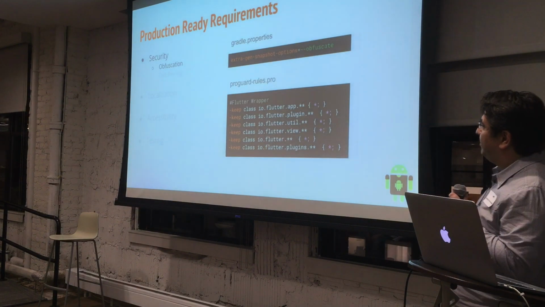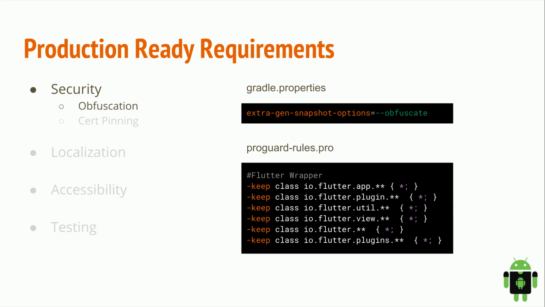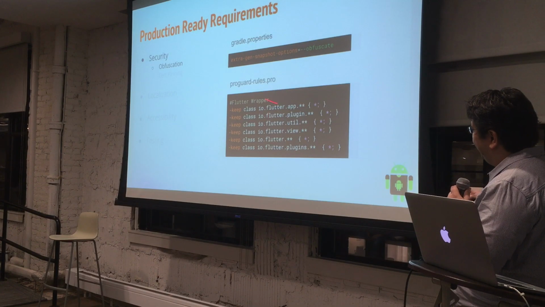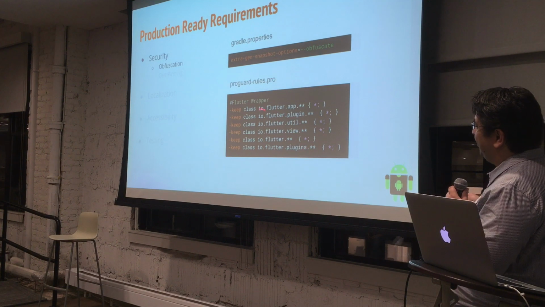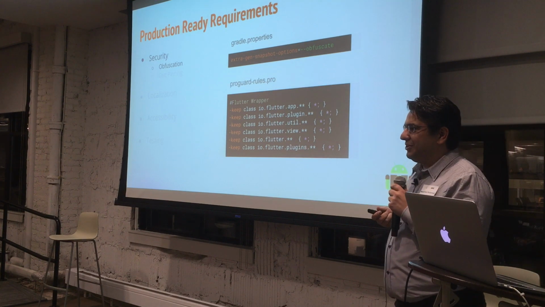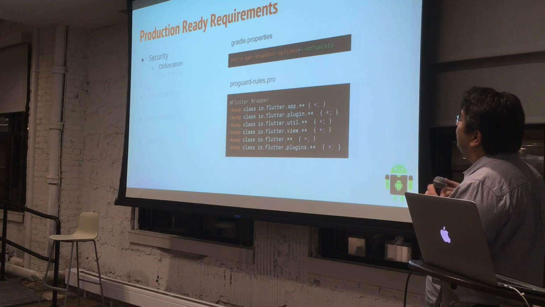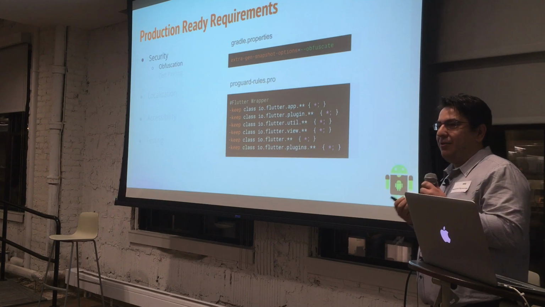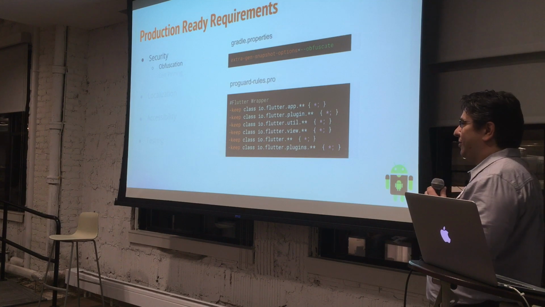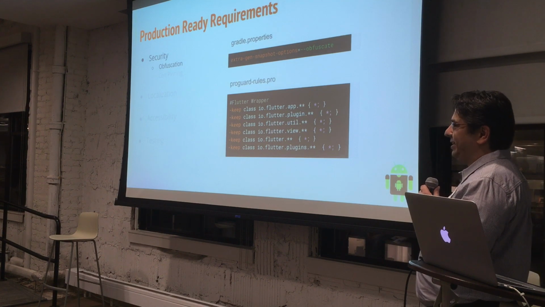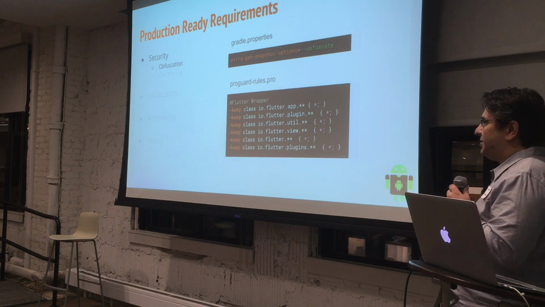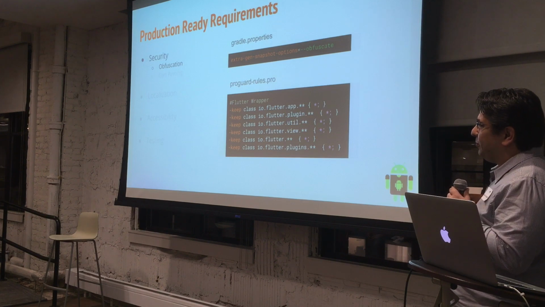So for security, they do have obfuscation for the Dart code that is generated, as well as for the wrapper, although, as you can see from the little box down here, they basically want you to not obfuscate any of the wrapper code that they've generated. The obfuscate flag will go through and rewrite the Dart code that gets compiled so that it is obfuscated but still functional. ProGuard rules get added.